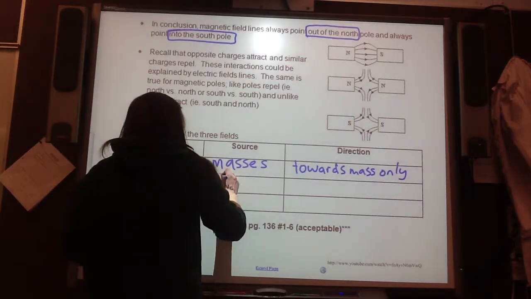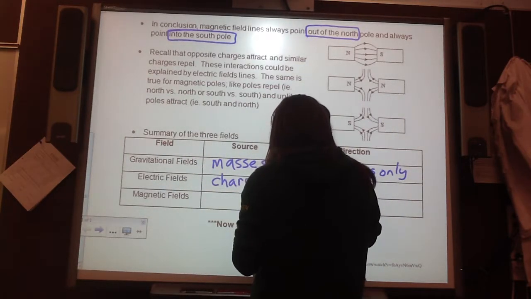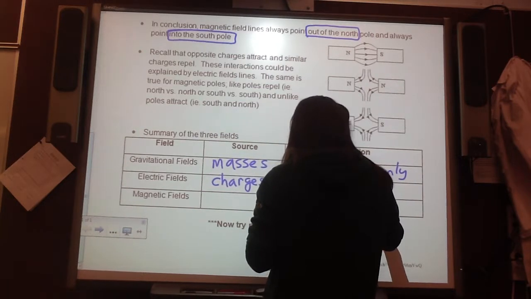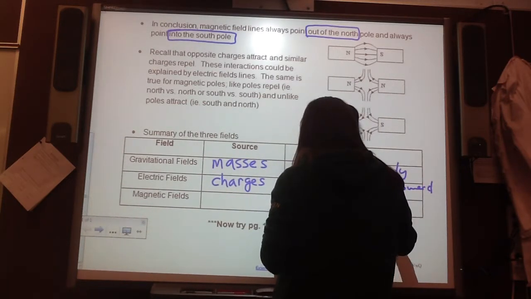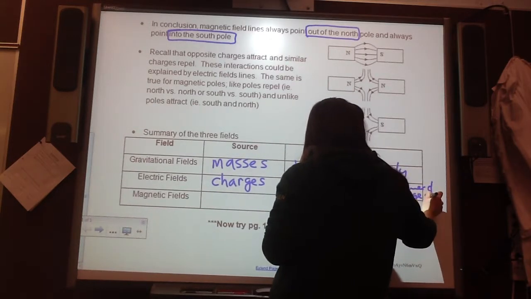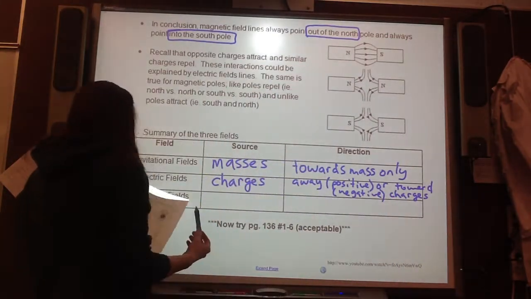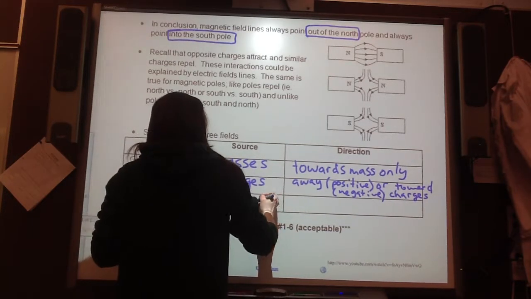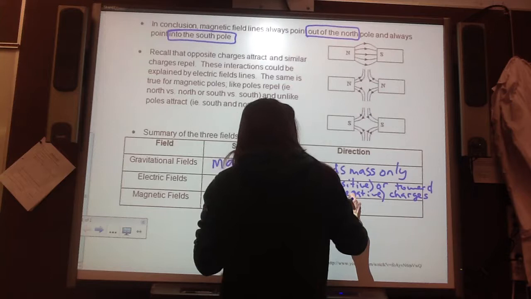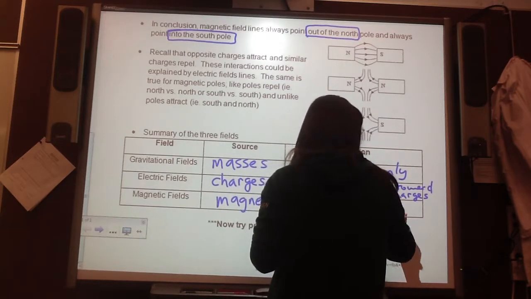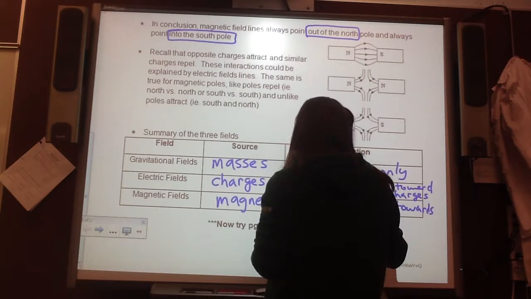Electrical fields, the source is a charge, okay, or charges. And this always goes away for positive, or toward for negative charges. That's kind of our rule that we use there. And then for magnets, the source is the magnet itself, the object. And it always goes away for north, or we could say it goes towards south, the magnetic pole.